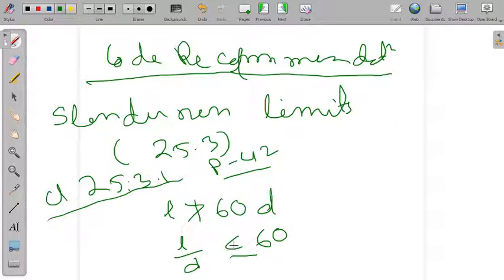Okay, so what is this L? Where L is the length, basically the unsupported length we are talking about, and D is the least lateral dimension. Suppose we have a rectangular column, then out of these two whichever is minimum, say this is D, or if we have a circular column, then this is D. Okay, so this is one condition.